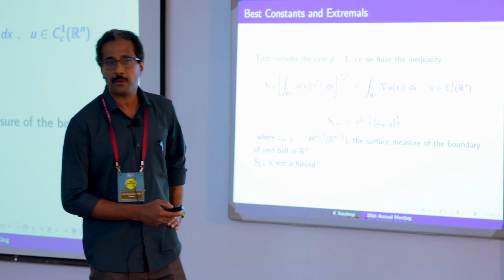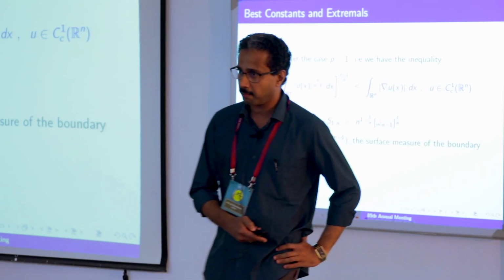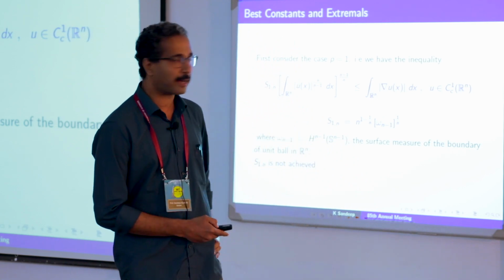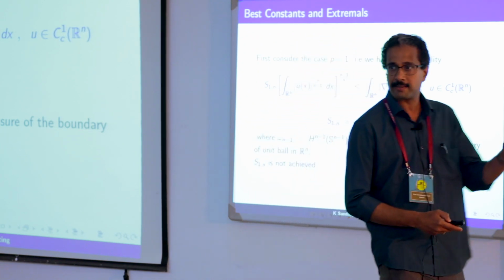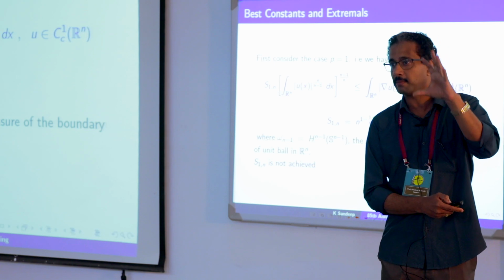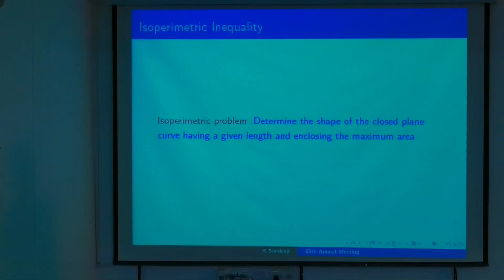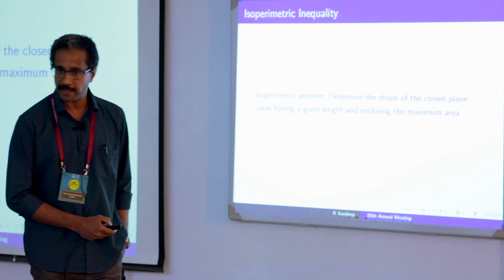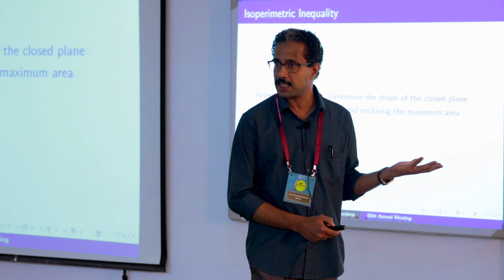Next, what I am going to tell you is that this inequality is actually equivalent to a very geometric problem, what is known as the isoperimetric problem. Okay, I am sure all of you know what the isoperimetric problem is. That means, given a perimeter, which is the shape that encloses the maximum area? Determine the shape of the closed plane curve having a given length and enclosing the maximum area, or even in 3 dimensions you have the same kind of question.